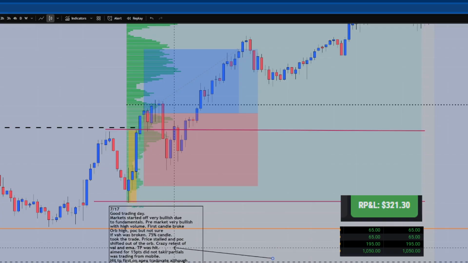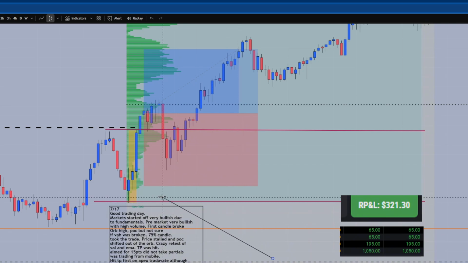Take profit was hit. I aimed for 15 points. I did not take partials. I was trading from mobile. Hit TP first on Apex Trade Evade, although TP was set the same, manually close Top Step, blah, blah, blah. All right, so let's break it down.